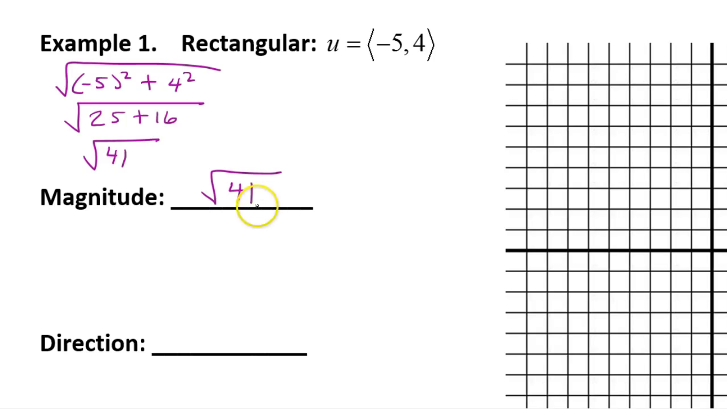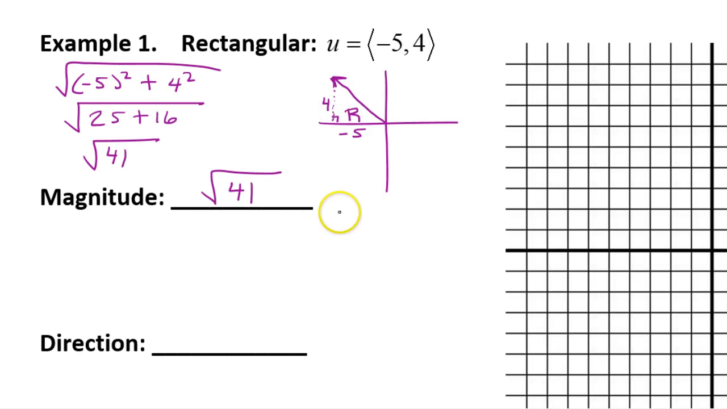Alright, so there's the magnitude. Now, as far as the direction goes, I will draw a quick sketch to help me find the direction. If I'm going left 5 and up 4, that puts me in the second quadrant. So here's a vector in the second quadrant. I'm going to need to find the reference angle first, because we are not in the first quadrant. We are left 5 and up 4.